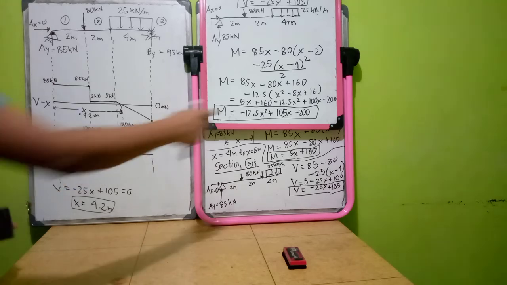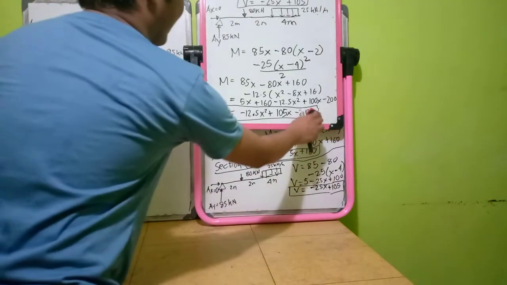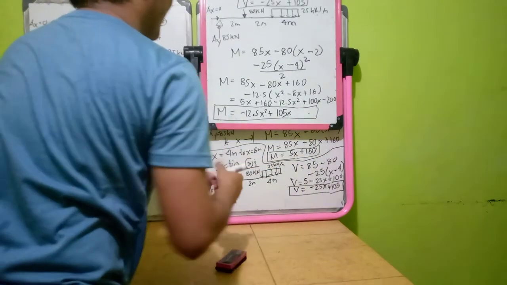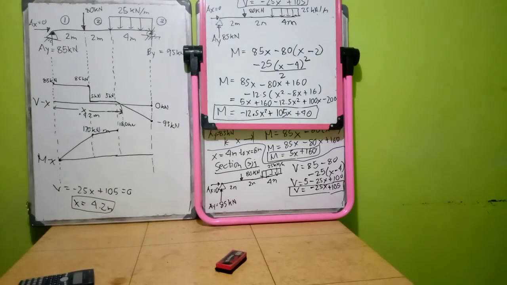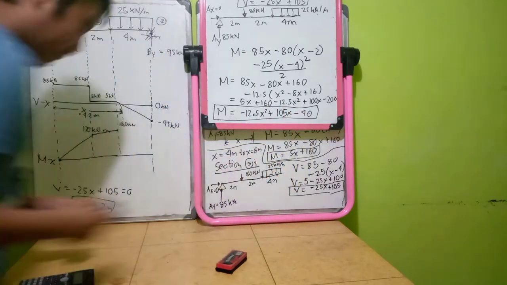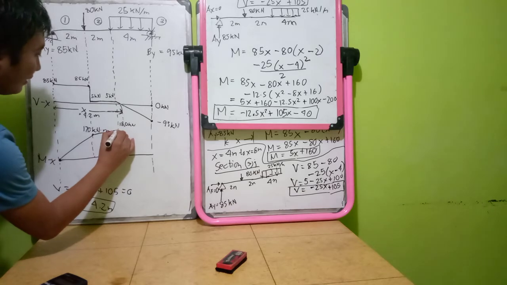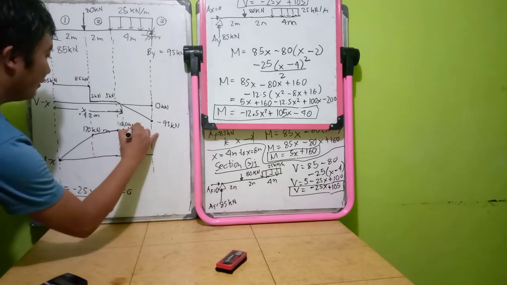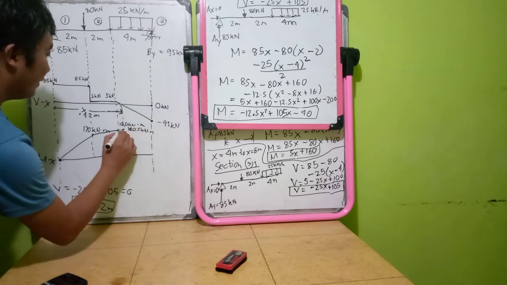Okay, so I'm sorry, negative 200 plus 160, it should be 40. Oh, no, negative 40. So if that is the case, there is a value which is 180.5 kilonewton meter. This is kilonewton meter.